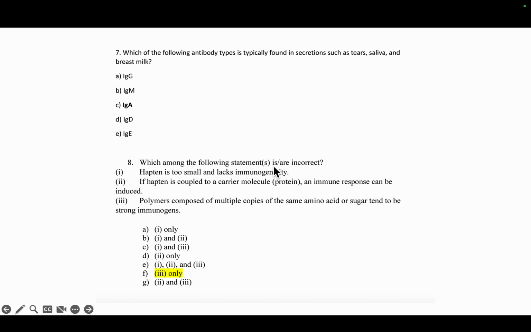Which of the following is or are incorrect? Option 1, hapten is too small and lacks immunogenicity. Option 2, if hapten is coupled to a carrier molecule, that is protein, an immune response can be induced. Option 3, polymers composed of multiple copies of the same amino acid or sugar tend to be strong immunogens. So, which one is incorrect? Polymers composed of multiple copies of the same amino acid or sugar tend to be strong immunogens. No, this is false.